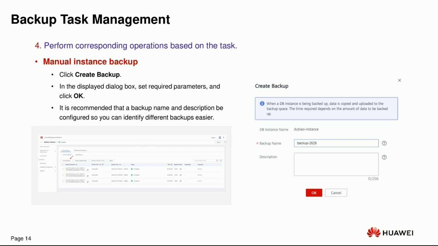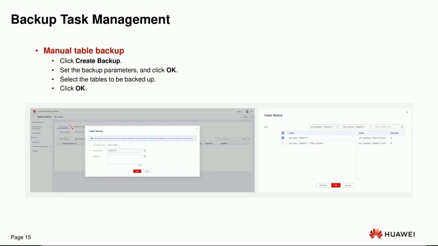To perform a manual backup, click Create Backup. In the displayed dialog box, set required parameters, and click OK. It is recommended that a backup name and description be configured, so you can identify different backups easier. For a manual backup, you can specify the backup scope. For example, perform a table backup. Have a look at this figure.